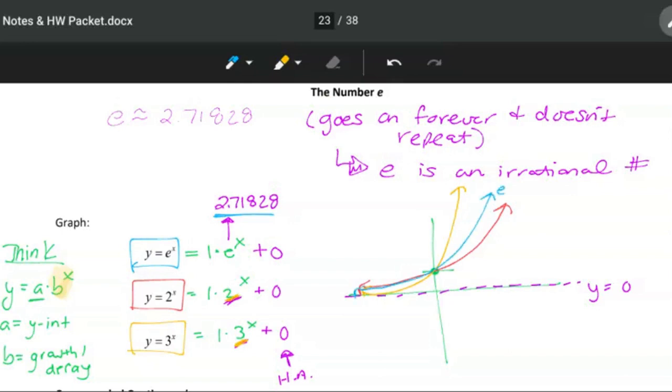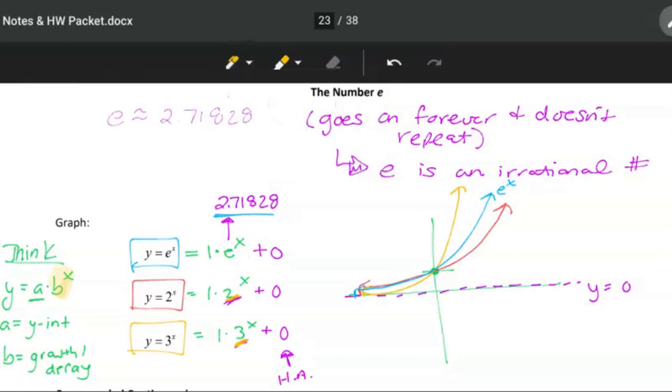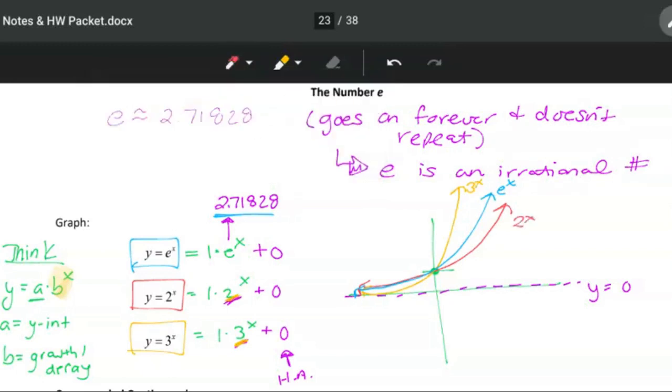It's probably a good idea to label these. This would be our e to the x. Our 3 to the x is the highest. That's growing the fastest. And the 2 to the x is the lowest. That's growing the slowest.